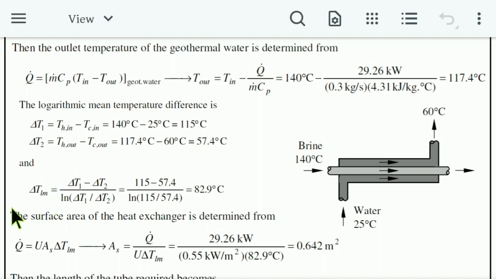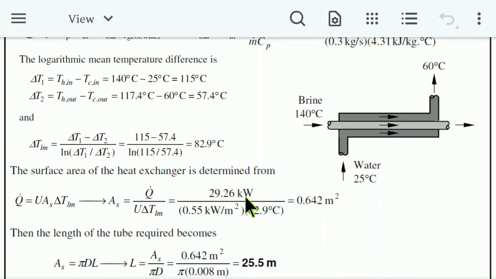And del T Lm is equal to del T1 minus del T2 divided by ln del T1 by del T2, that means 115 minus 57.4 divided by ln 115 divided by 57.4. So the value of del T Lm or log mean temperature difference is 82.9 degrees Celsius.